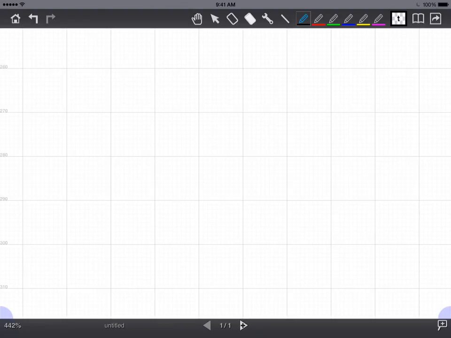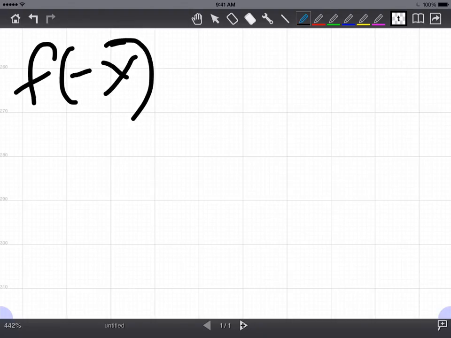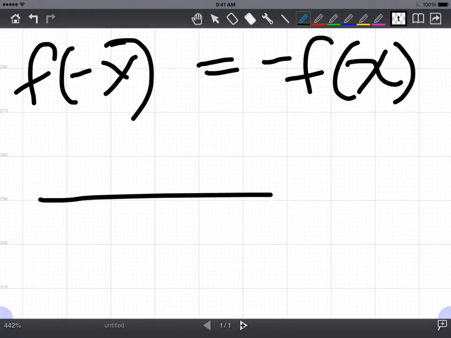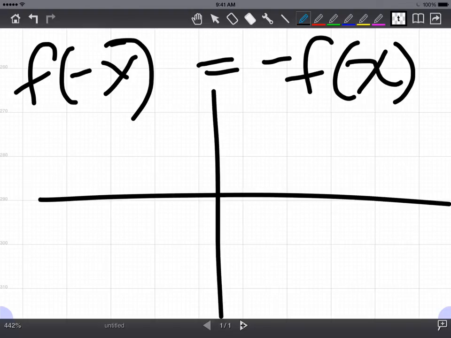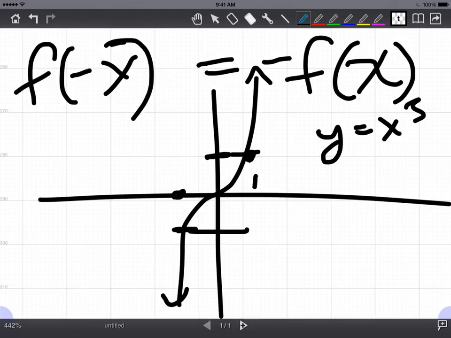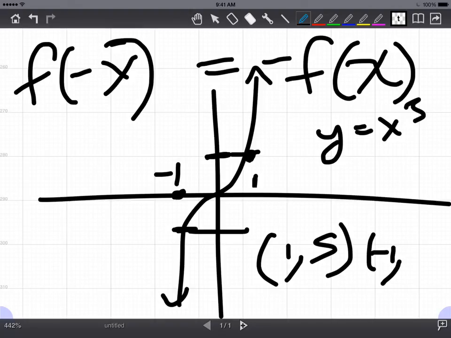And then the other rule you could use is that a function is odd if f of negative x equals negative f of x. So that just means that, let's say you have this function, y equals x cubed. This point here and this point here are opposites. So this would be 1 and this would be negative 1. 1 maps to, let's say, 5, but negative 1 maps to negative 5.